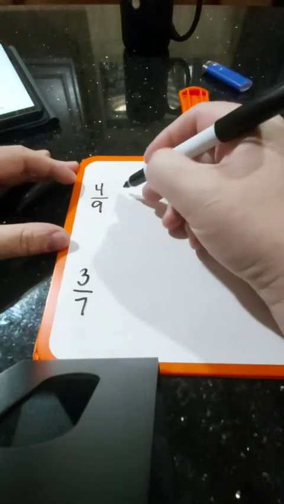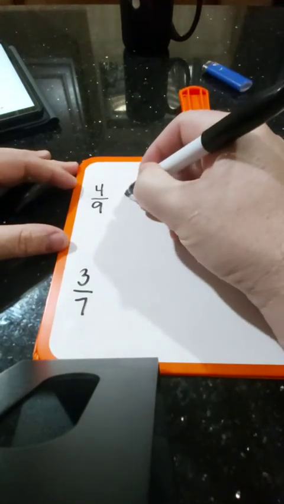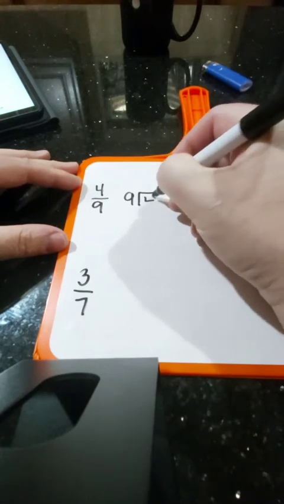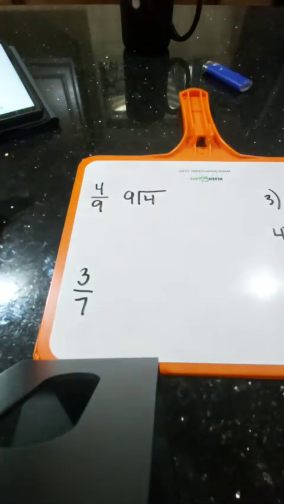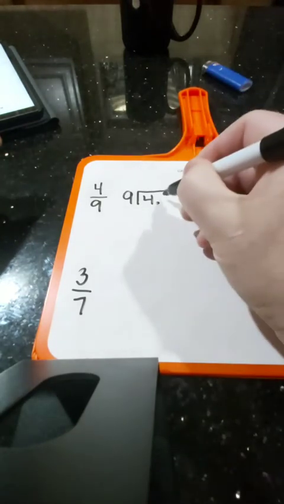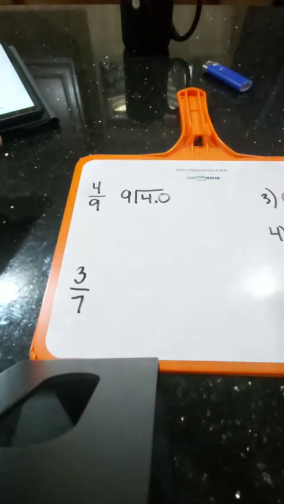So we're going to turn this into a division problem. So 9 into 4. Now, as we've talked about before, you cannot put 9 into 4. So what must you do? You first have to add your decimal, like that. Then you make 4 into 40 by adding a 0.